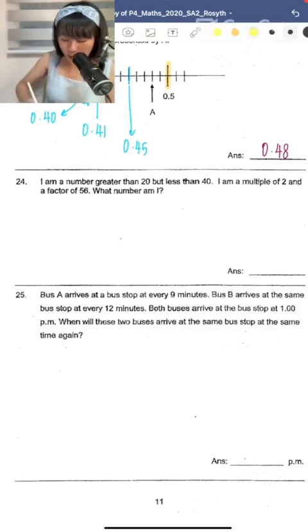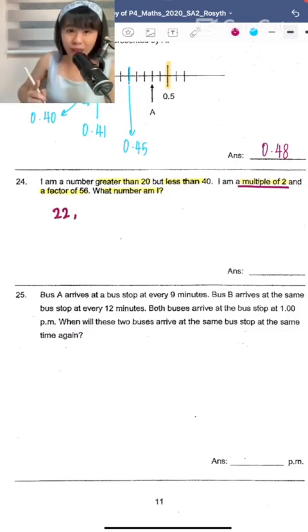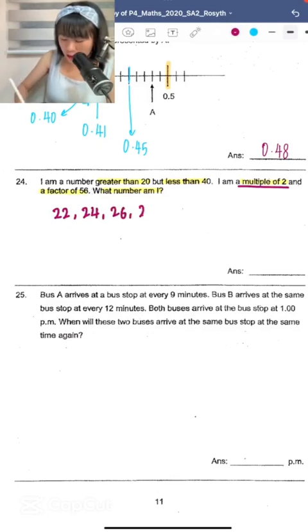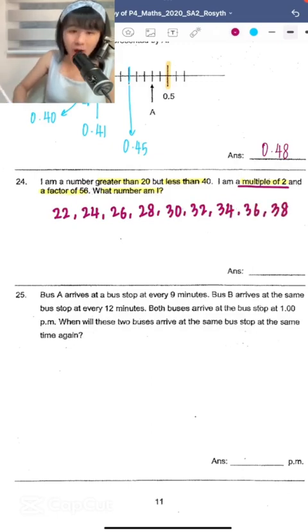Question 24, I am a number greater than 20 but less than 40. I'm a multiple of 2 and a factor of 56. What number am I? For this question, you need to focus on all the clues here. Multiple of 2, you can list out. Greater than 20, so I'm going to start with 22. Cannot start with 20 because it must be greater than 20. 22, 24, 26, 28, 30, 32, 34, 36, 38, and I need to stop here because less than 40.